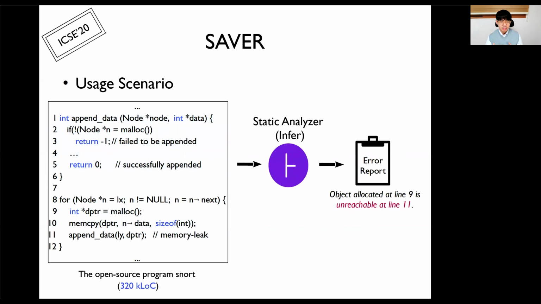Okay, this static analyzer Infer will generate the error report that the object allocated at line 9 is unreachable at line 11, where this report is a true alarm.